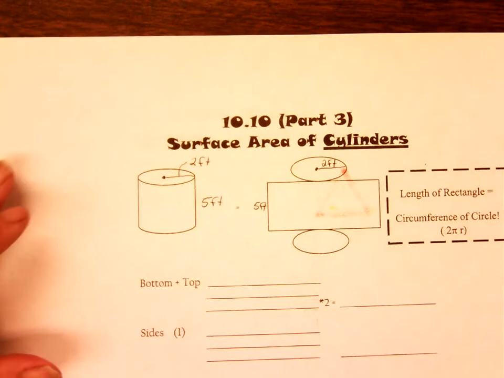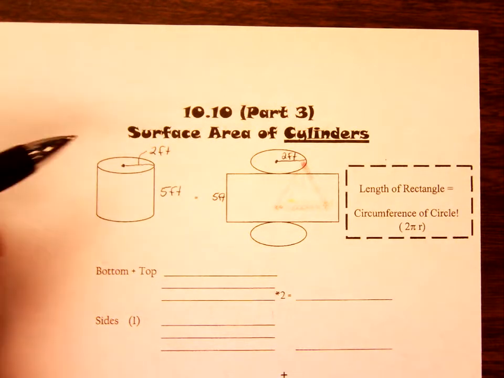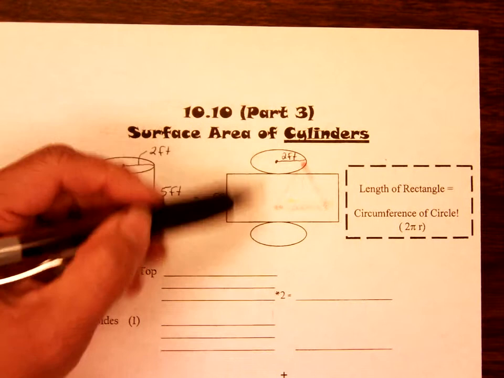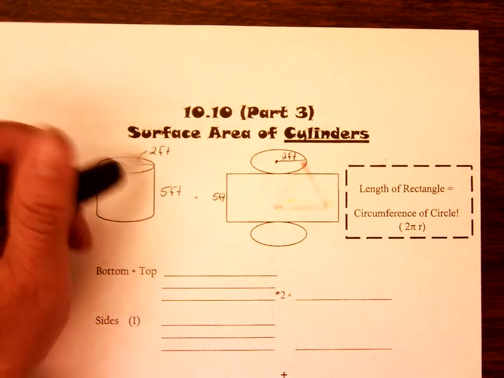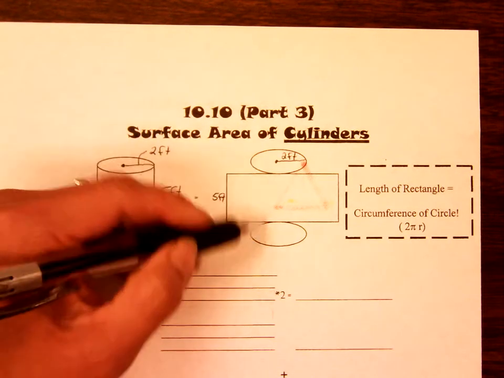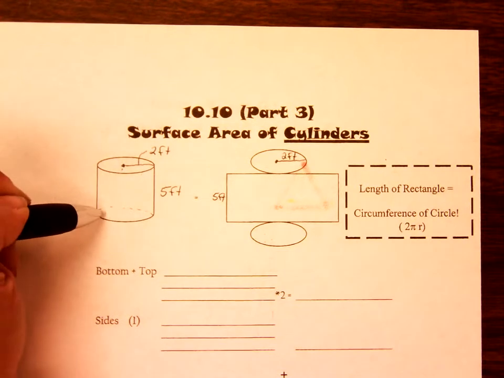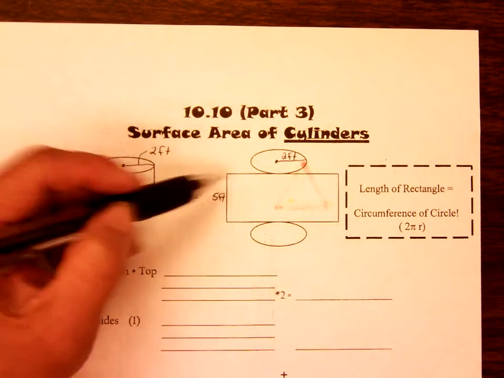Okay, so that's part 2. Now we're on part 3. Part 3 is surface area of a cylinder. So a cylinder has 2 circles. Understand, whenever you're working with circles, you have the pi. That is the only time you ever use pi is with circles. So you have 2 circles, the top and bottom of a cylinder, and you have a rectangle shape.